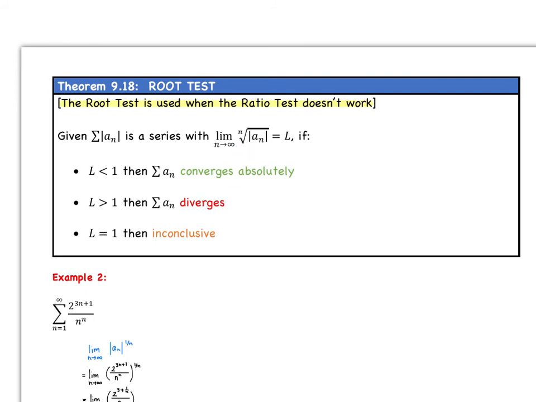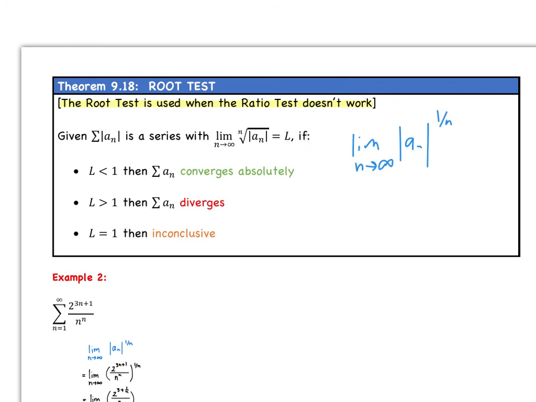So what does the root test say? Again, we're looking at the absolute value of the series. What we're going to do is look at the limit as n goes to infinity of the nth root of that a_n. So another way we could write this is the limit as n goes to infinity of the absolute value of a_n raised to the 1 over n power, and that's going to equal some value L.